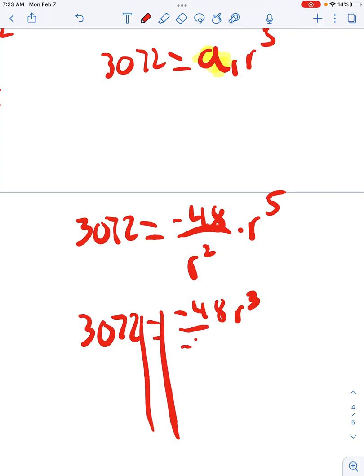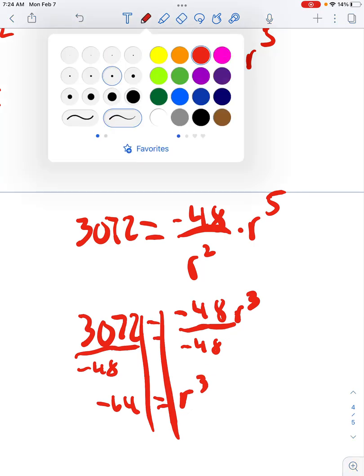So again, separate my left and my right, divide by negative 48, divide by negative 48. So 3072 divided by negative 48 is negative, let's see here, 3072 divided by negative 48. I get negative 64 equals r to the 3rd. So I'm going to take the cube root.